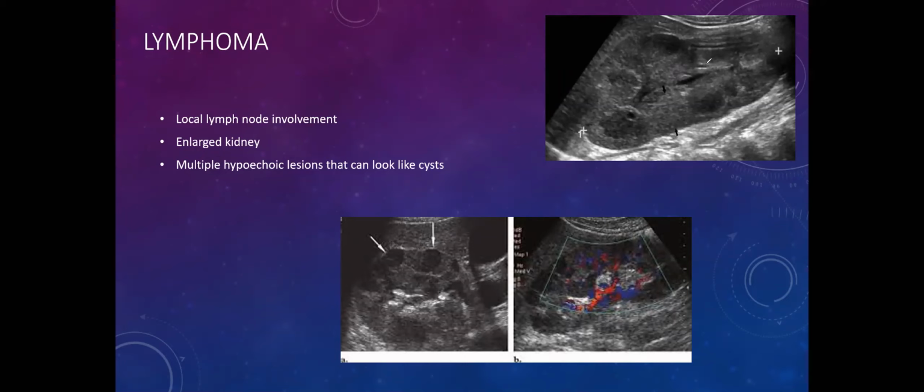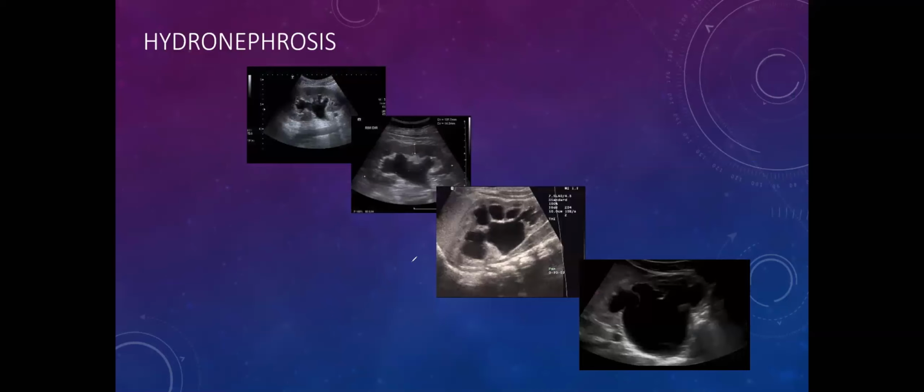This kidney up here does appear to be enlarged. I don't know what the measurement is. But we could also see areas of tumor involvement of this kidney. So lymphoma, and like I said before, this is a typical appearance in many organs of what lymphoma looks like.